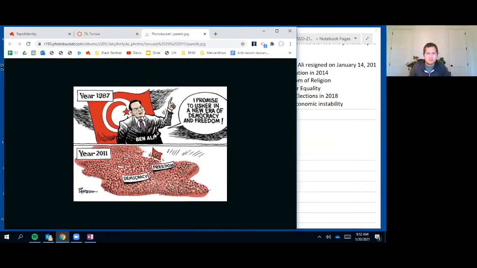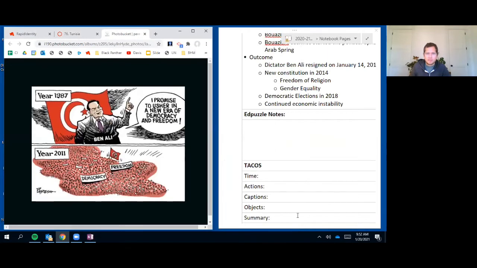All right, so look at this political cartoon. Let's figure out what is going on here. What is the time represented in this political cartoon? Go ahead and put it in the chat. Let's do this real quick together. What's the time represented in the political cartoon?